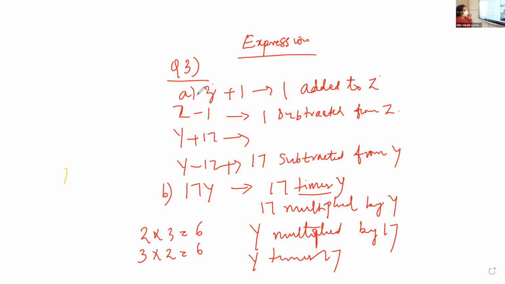When there is a multiplication process, if you interchange the order, your answer will be the same. That part is very clear to you. Now let me clear everything and come to y by 17. What is the next question? Y divided by 17. So how can you write this one?